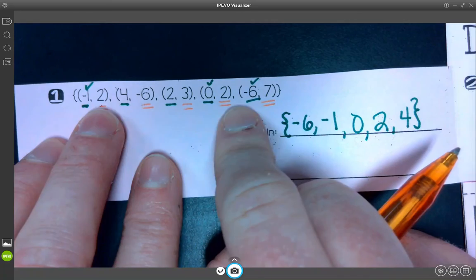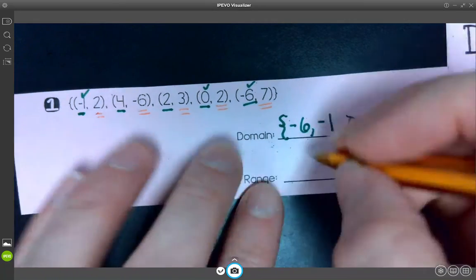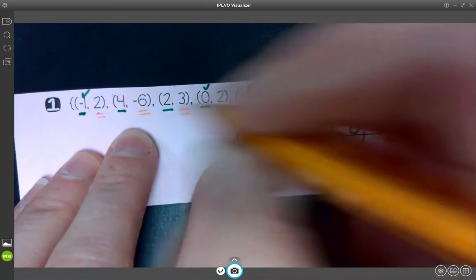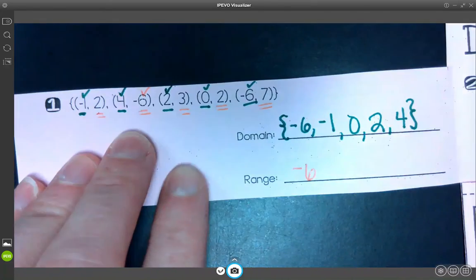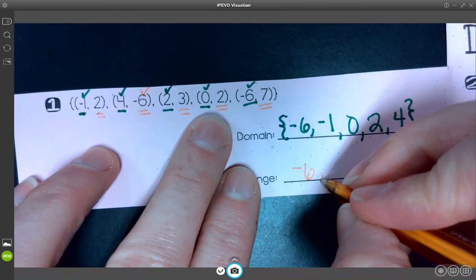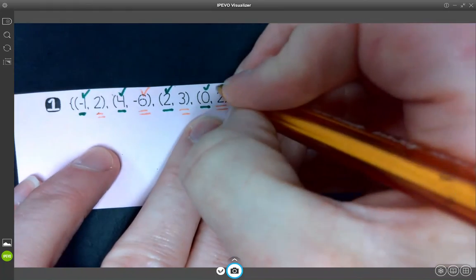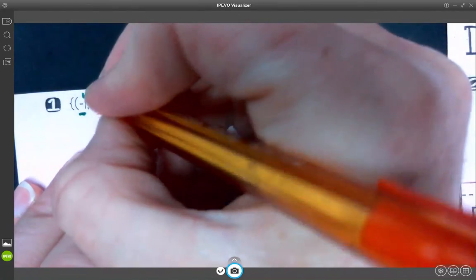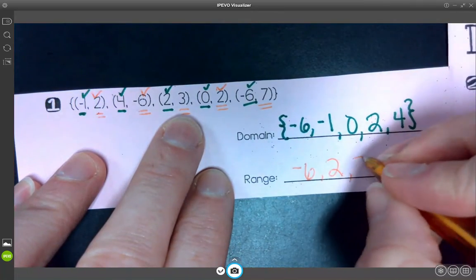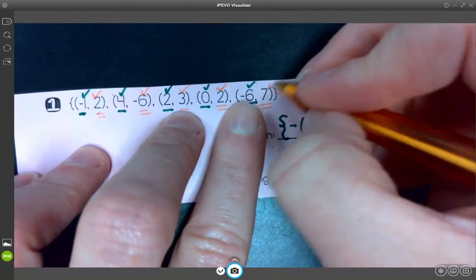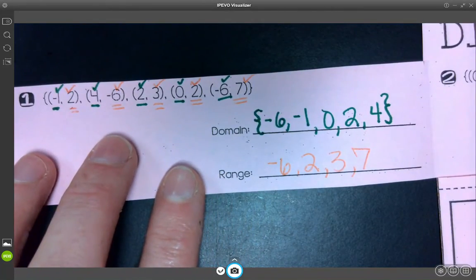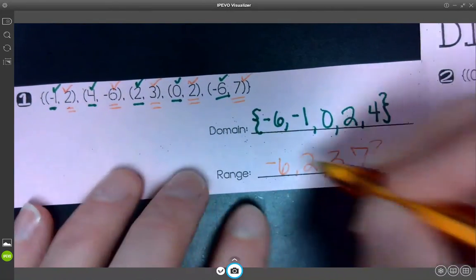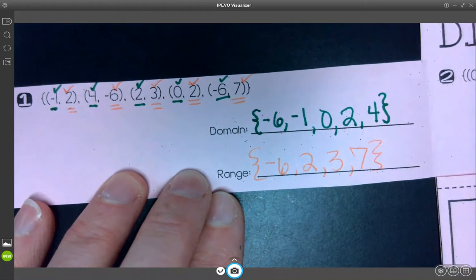So let's see, what is the smallest number? -6. Yeah, it is -6. So -6. I forgot to check that off. Check those off. And then 2. Yeah. And then you don't have to list it again. 3 and 7. And then put the curly braces around it.